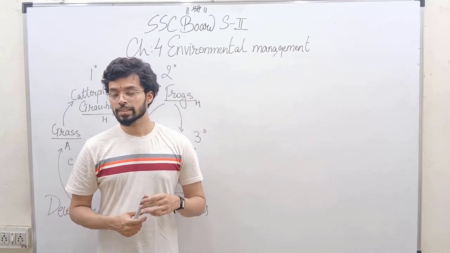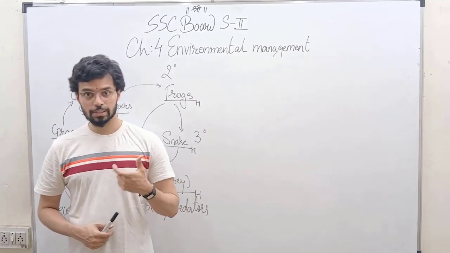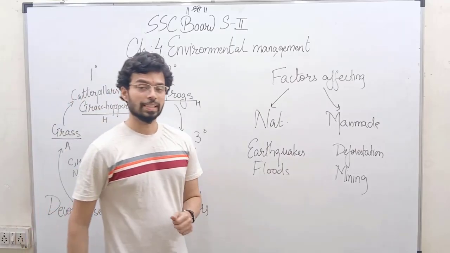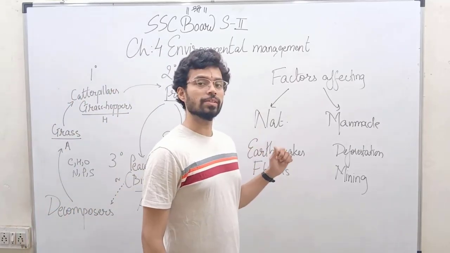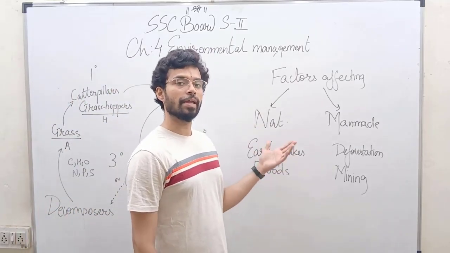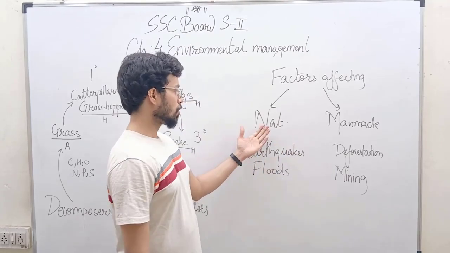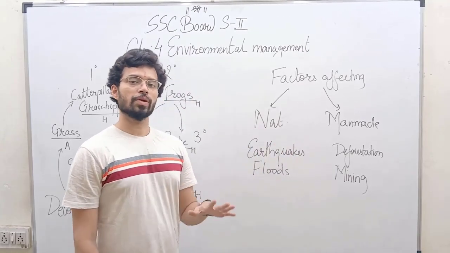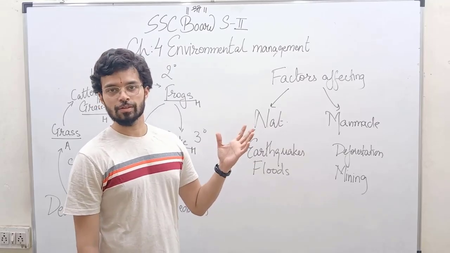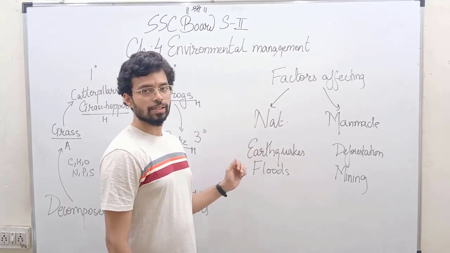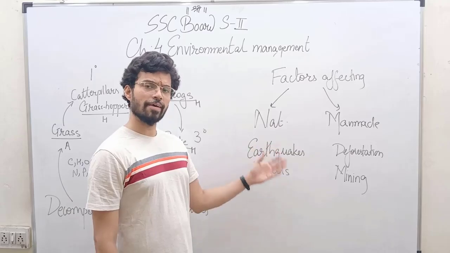So now let us see what are the factors which affect the environment. As I said, there are two major factors which affect environmental management or the ecosystem. The first one is your natural factors, which are beyond your control. It is easy to blame nature for its loss itself. So these are natural causes: floods, earthquakes, avalanches.